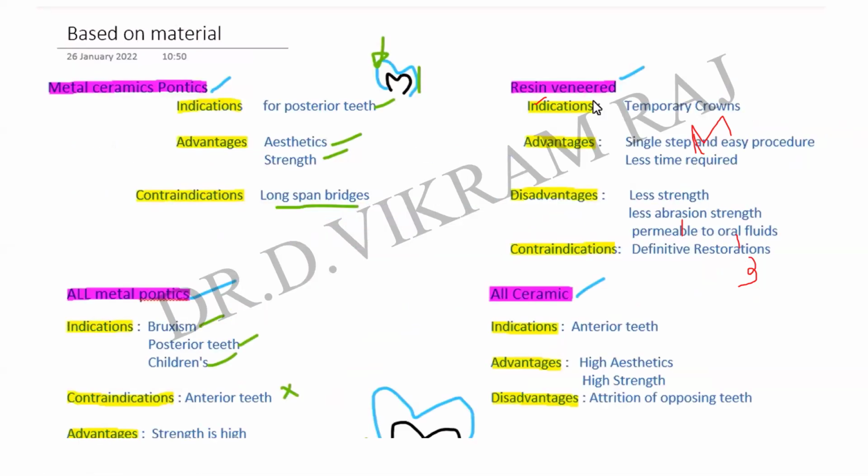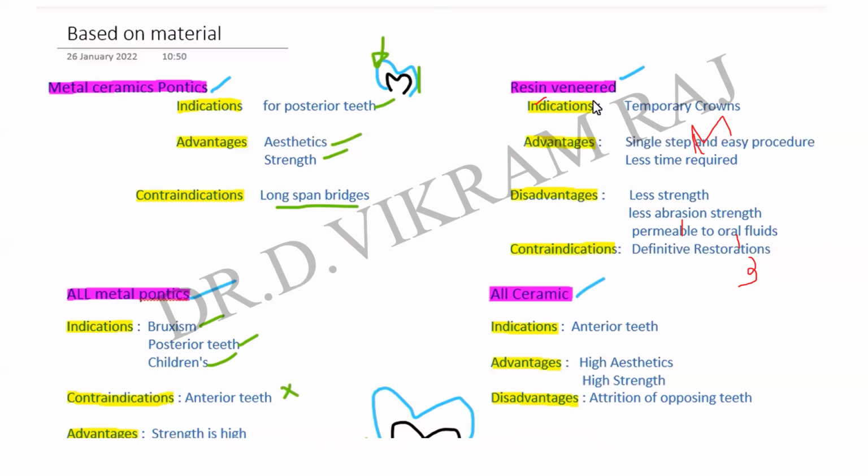Based on the type of material, first are metal ceramic pontics. They are indicated for the posterior teeth, and the advantages are aesthetics and strength. The contraindication is when long span ridges are present. All metal pontics are indicated in bruxism, posterior teeth, and children, while the contraindication is the anterior teeth, and the advantage is that the strength is very high. Absolutely, in bruxers, we should indicate all metal pontics only.